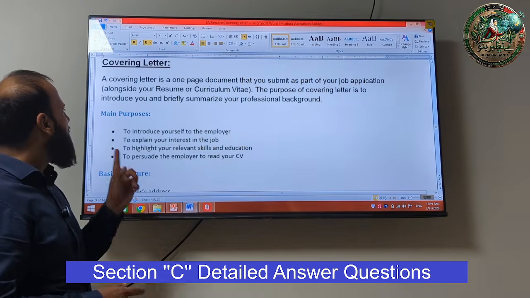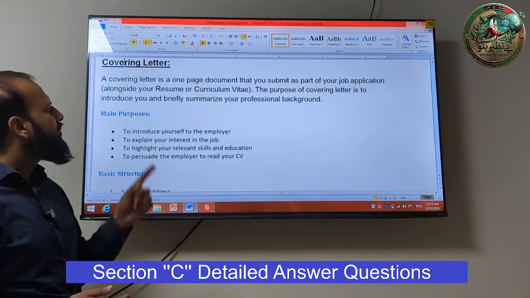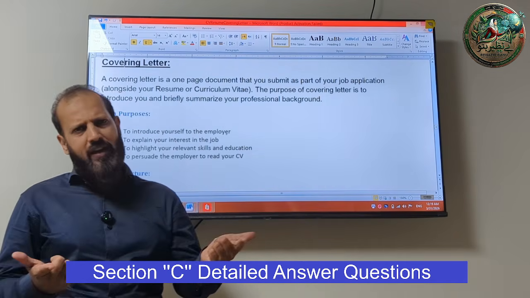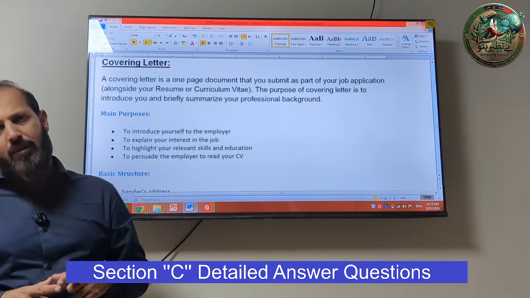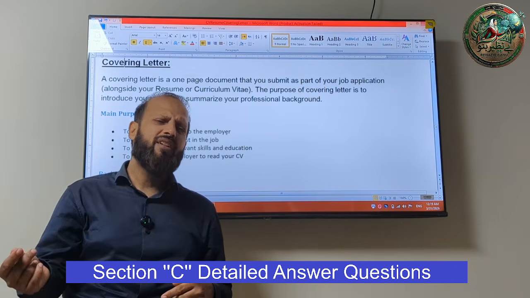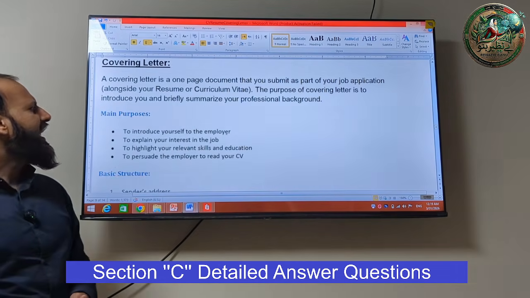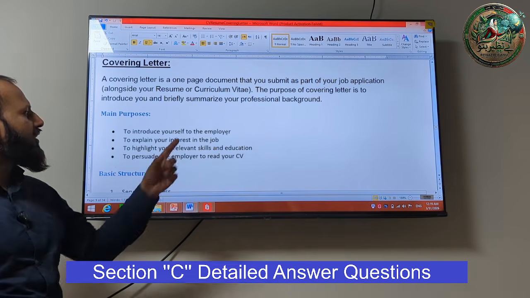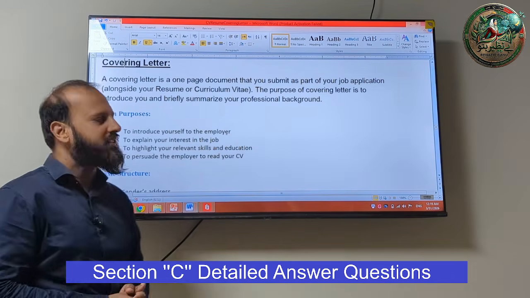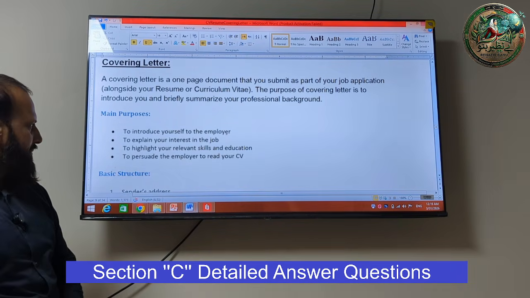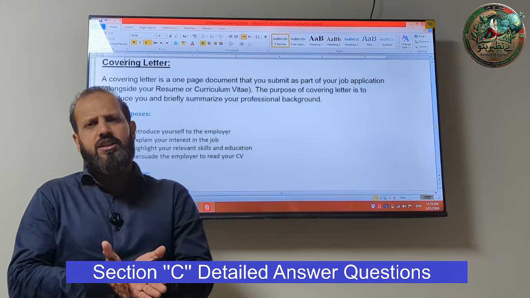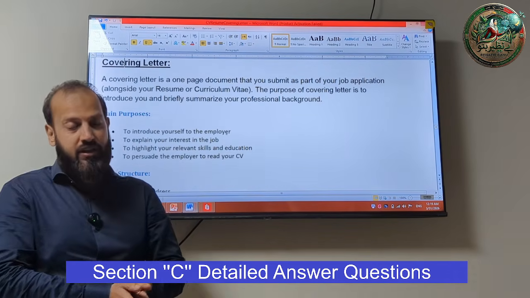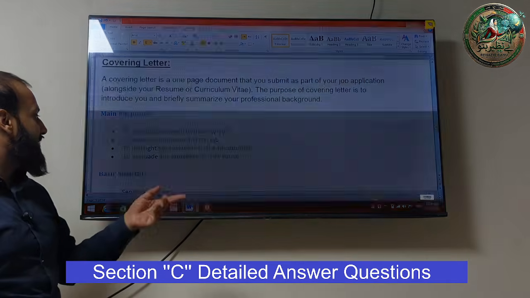Okay, the main purpose of a covering letter is to introduce yourself to the employer. Employee means you are going to apply for the job, you are the employee, and the employer is the company where you are going to apply. Any firm, any organization, any institution, any limited company, government sector, we call that the employer. The employer is the owner of the company, basically. Another purpose is to explain your interest in the job, how interested you are to join, and how keen an interest you are taking to join this job.